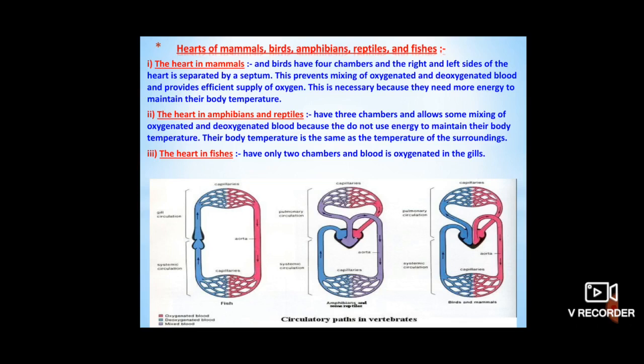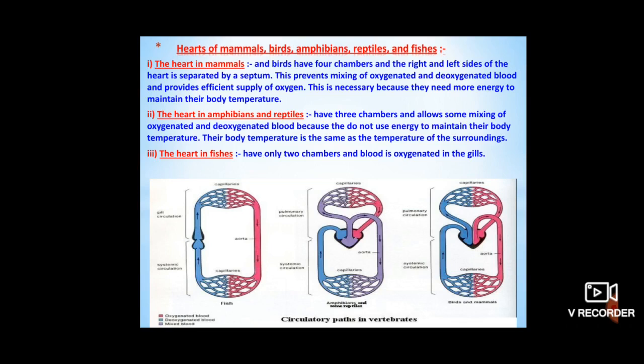After that, some other animals we are also going to discuss here: how the process of heart or transportation takes place in mammals, birds, amphibians, reptiles and fishes, as well as in plants. See children, in human beings, we already know that transportation takes place with the help of the heart, and that heart has four chambers, that is, two auricles and two ventricles.